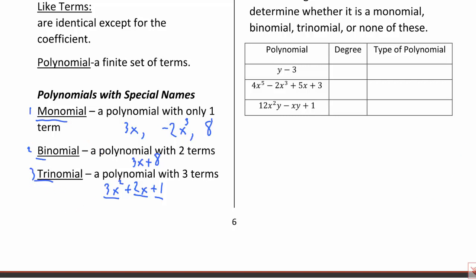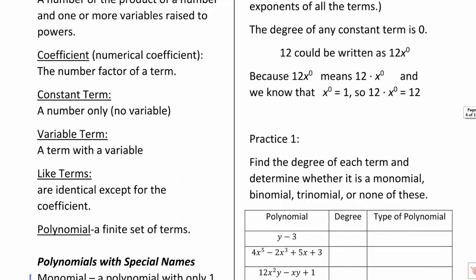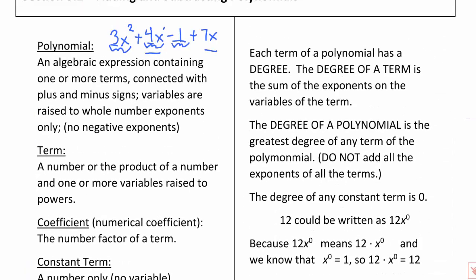Now, 4 or more terms we generally call a polynomial. All of these are polynomials, it's just that we generally use the term polynomial for 4 or more terms. We'll also sometimes call something a quadrinomial. Quad just means 4, right? So sometimes we will use that, but not very often.